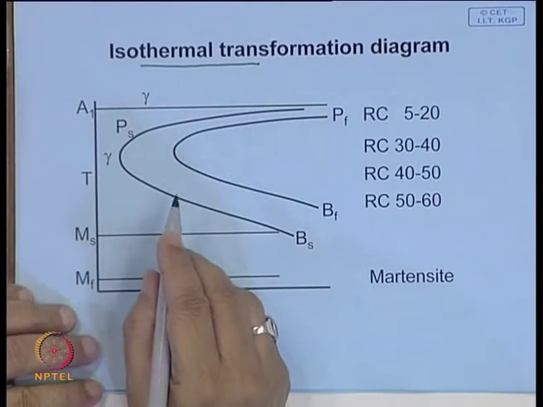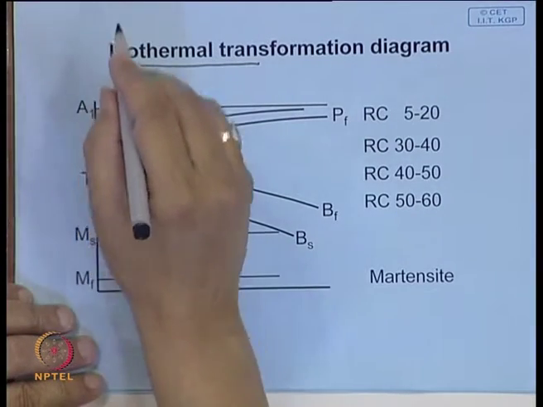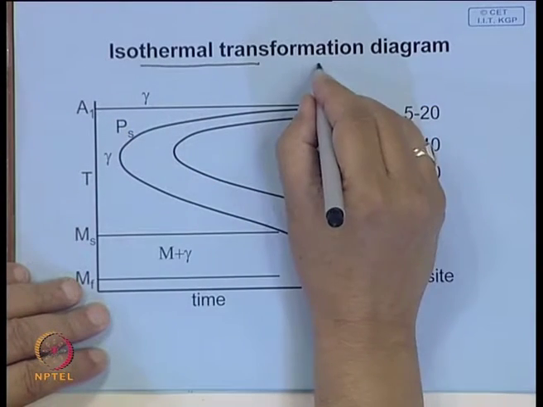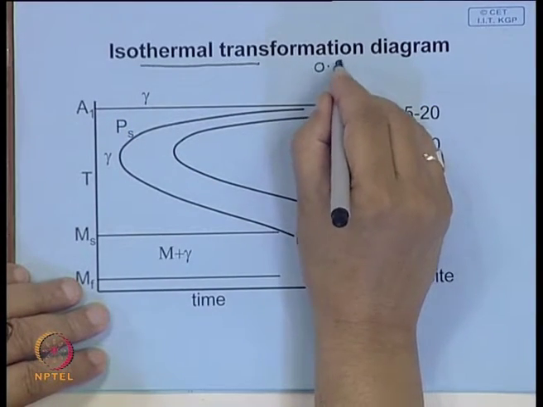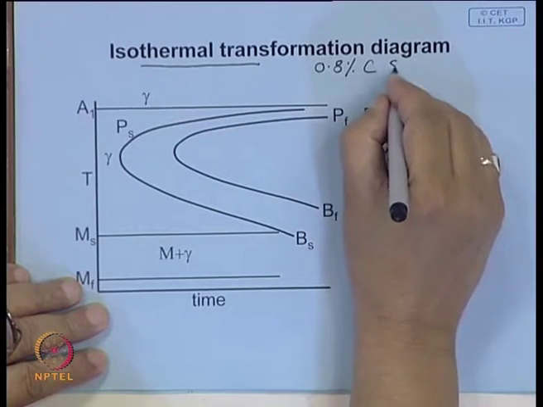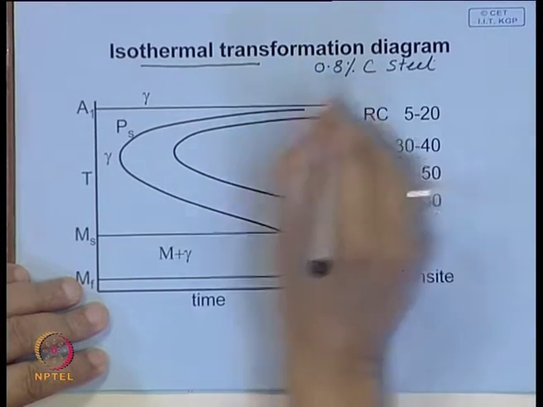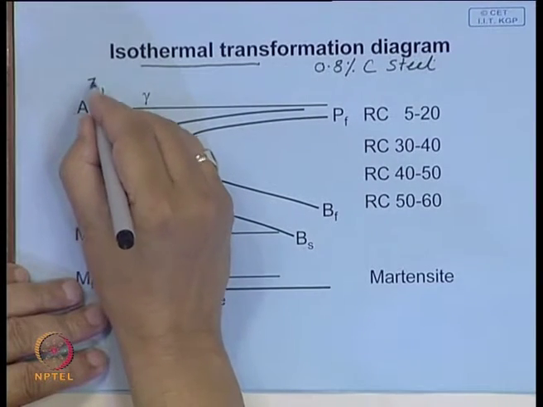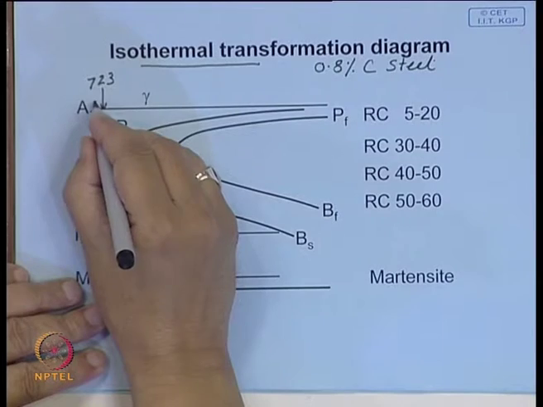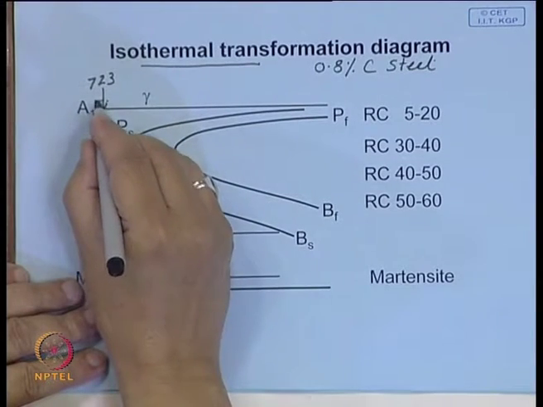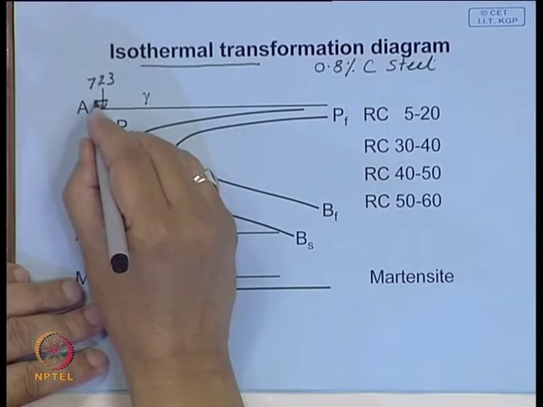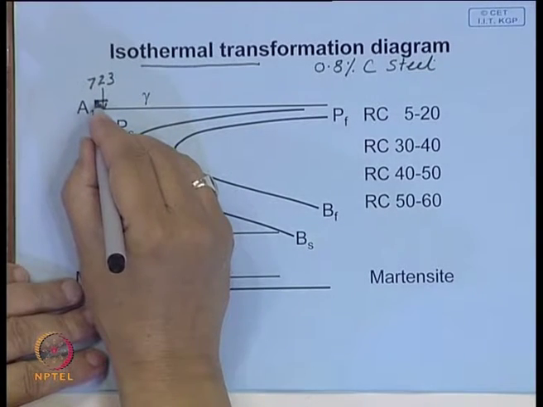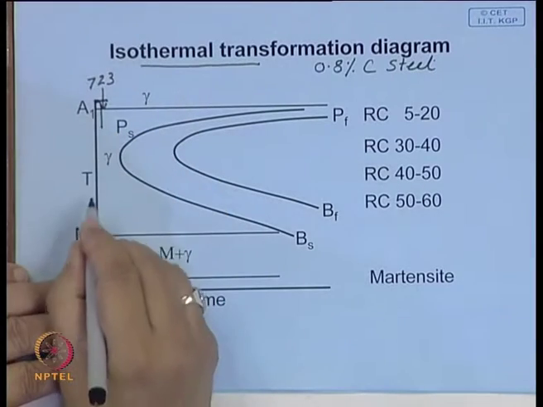We explained if you heat a steel, let us consider this for eutectoid steel, that means 0.8% carbon steel, and when you heat it above 723 degree centigrade, say you have heated it here, and then what you do, after heating, once you know that it is homogeneous, you cool it to a particular temperature.